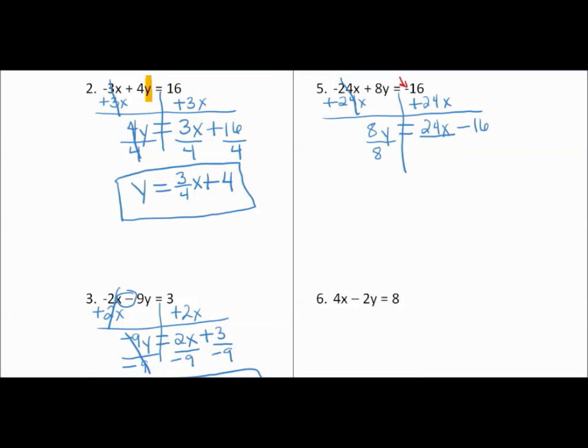So now divide everything by that coefficient of the y, which is 8. And I'll bring down what I have left. It leaves me with y equals 24 divided by 8 leaves me with 3. Bring down the x. Then I have a -16 divided by 8. Negative divided by a positive is negative. So this becomes a -2. So my final answer is y equals 3x minus 2.